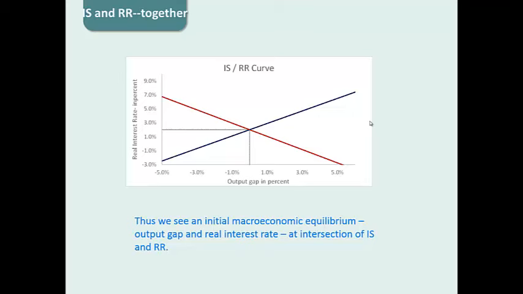So now we've put the IS and the RR curve together, and as we'll be discussing a little bit later, we're going to get an initial macroeconomic equilibrium, an output gap and a real interest rate. That equilibrium is going to be at the intersection here of the IS curve, goods market, and the RR curve, monetary policy.